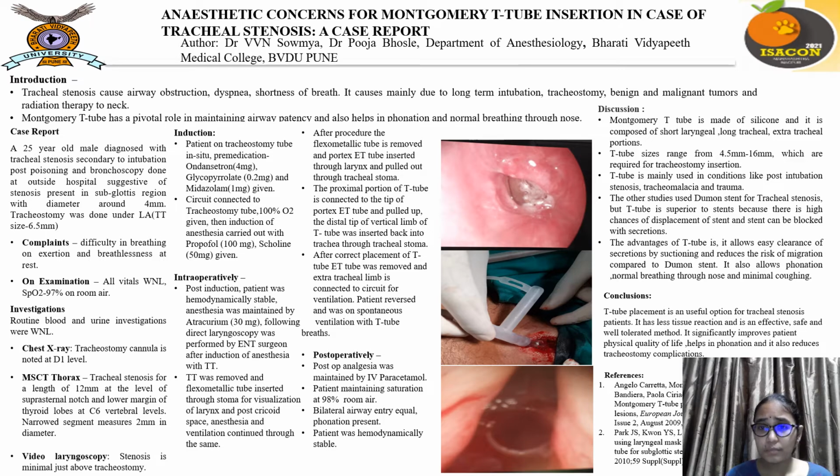Discussion: Montgomery T-tube is made of silicone and is composed of short laryngeal and long tracheal and extratracheal portions. T-tube sizes range from 4.5 mm to 16 mm, which are required for tracheostomy insertion. T-tube is mainly used in conditions like post-intubation stenosis, tracheomalacia, and trauma. Other studies used Dumon stents for tracheal stenosis, but T-tube is superior to the stents because there is a high chance of displacement of the stent, and the stent can be blocked with secretions.